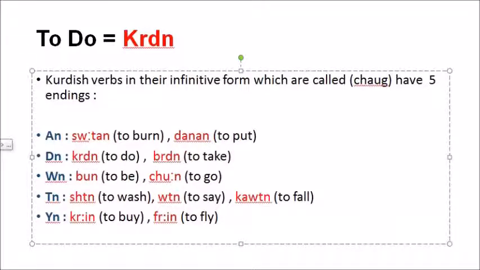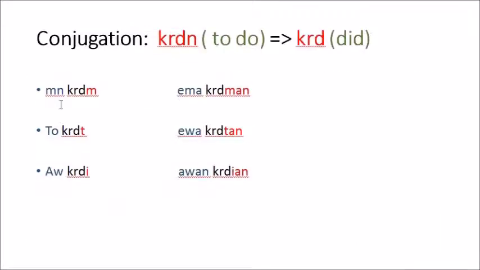But anyway, we are not talking about Kurdish tenses now. Anyway, min krdin means I did. To krdit means you did. O kirdi means he or she or it did. Ema krdman means we did. Ewa kirtan means you did, but plural. Awan kirdian means they did.